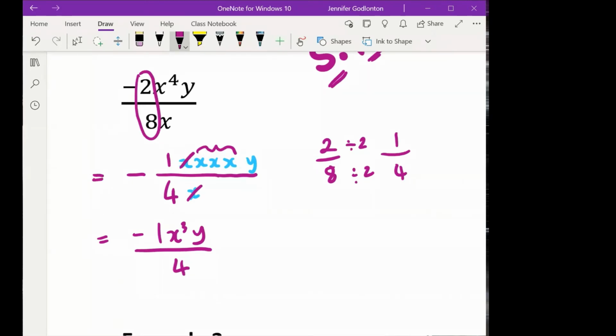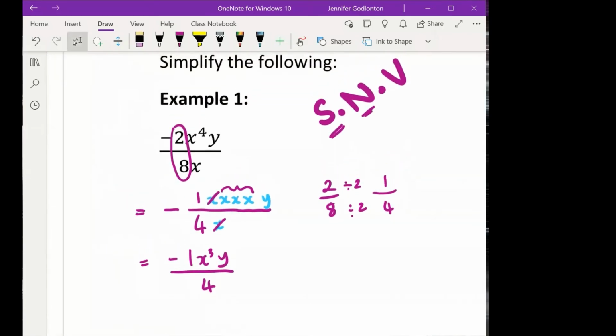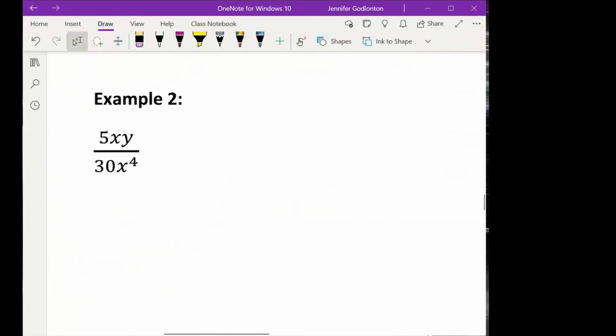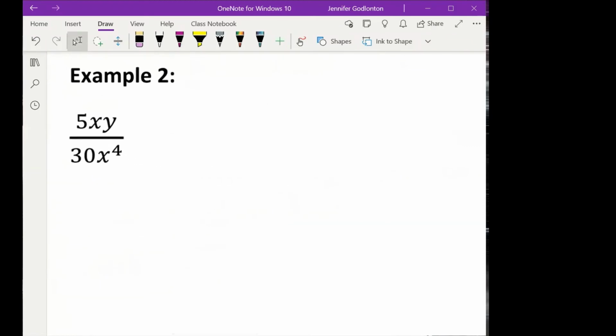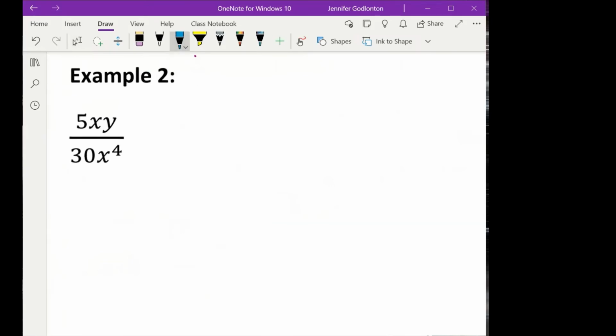Tiana, does that make a bit more sense? Yes, thank you. Good, excellent. Okay, let's try another one, guys. Let's try this one. So I want you to give this one a try by yourselves. Just remember your 3 magic letters: signs, numbers, variables.